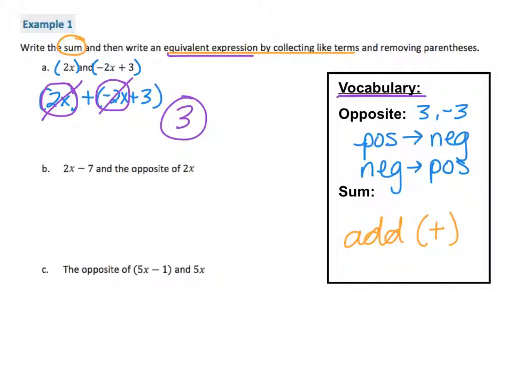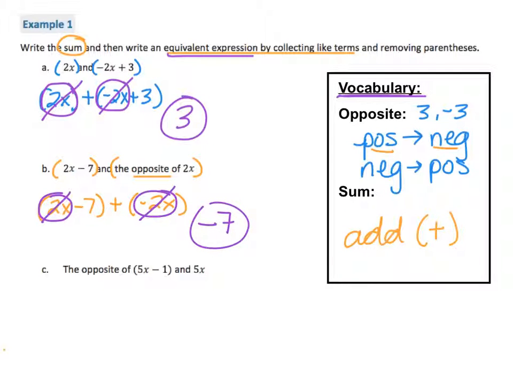In the next problem, we're taking one expression as 2x minus 7, and our other expression is the opposite of 2x. So if I would add these together, I have 2x minus 7 plus the opposite of 2x. So because it's currently positive, its opposite will be a negative 2x. When I combine my like terms, 2x and negative 2x are opposites, so they cancel to make 0, and my answer is just the negative 7 that's left over.